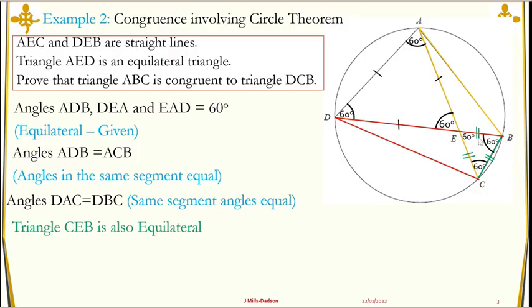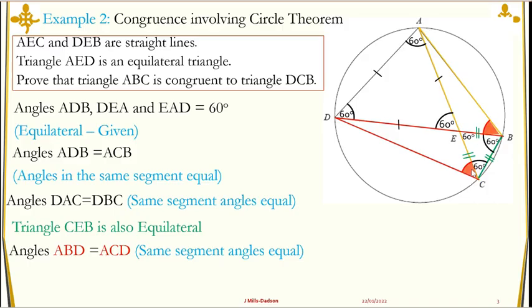That means that this line here is equal to this line here, and it's equal to this line here. So we have another equilateral triangle. It's going to help us with our proof, so just hang on a bit. Then we also know these two angles are equal, though we don't know the size yet, but they are also equal. The reason is angles in the same segment are equal.